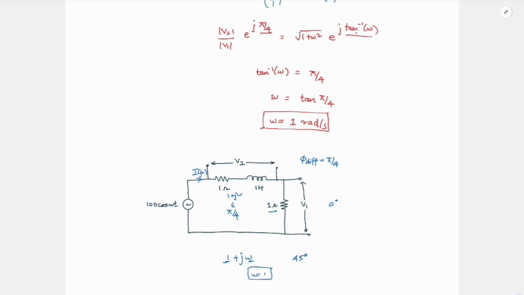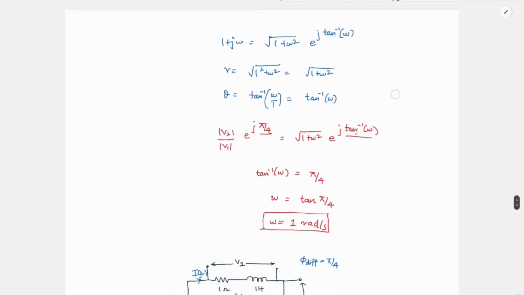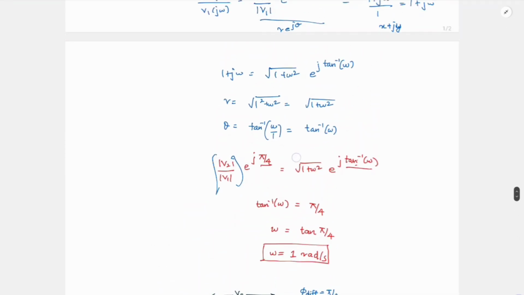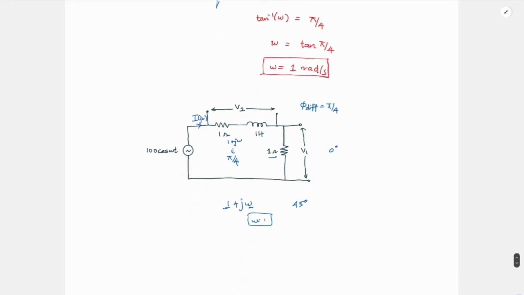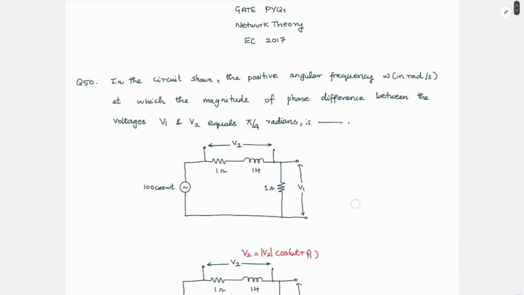So this is how quickly you can arrive at the answer without going through this entire derivation, where you also found the magnitude part which is not required. So the answer is 1.